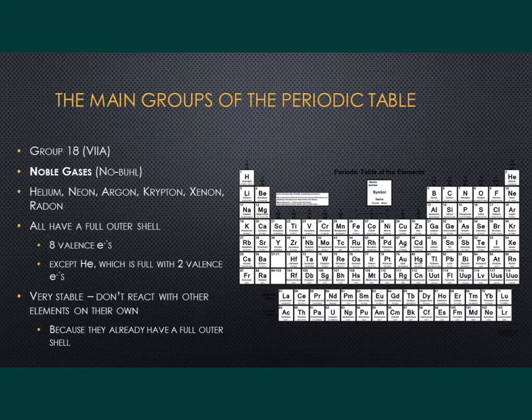Moving even further to the right on the periodic table, we have our final group, the noble gases, group 18 to you, group 8A to me. They include helium, neon, argon, krypton, xenon, and radon. We don't know about unknown octium right now. And all of these guys have a full outer shell, 8 valence electrons. Helium's a bit of an exception. It doesn't have 8 valence electrons. It has 2, but its outer shell is still full, so it is, in fact, a noble gas.